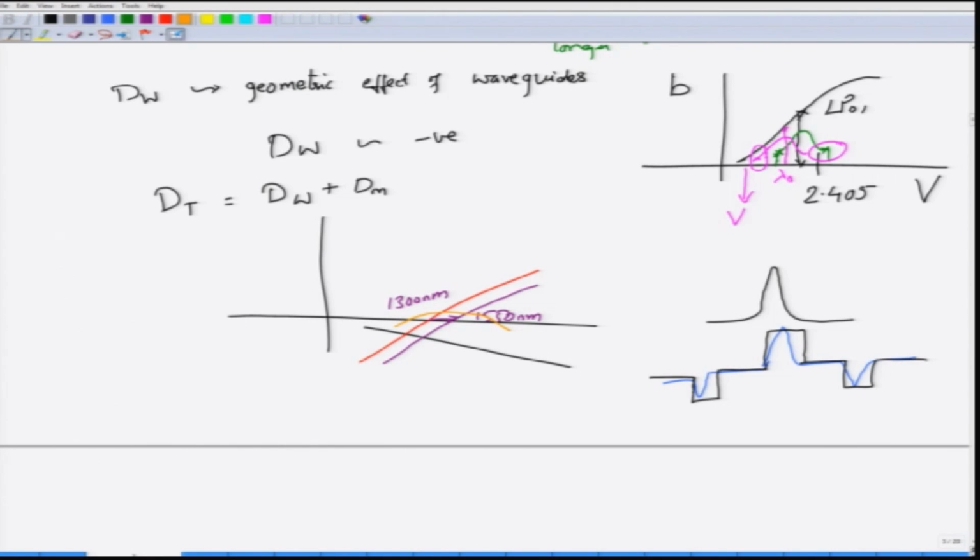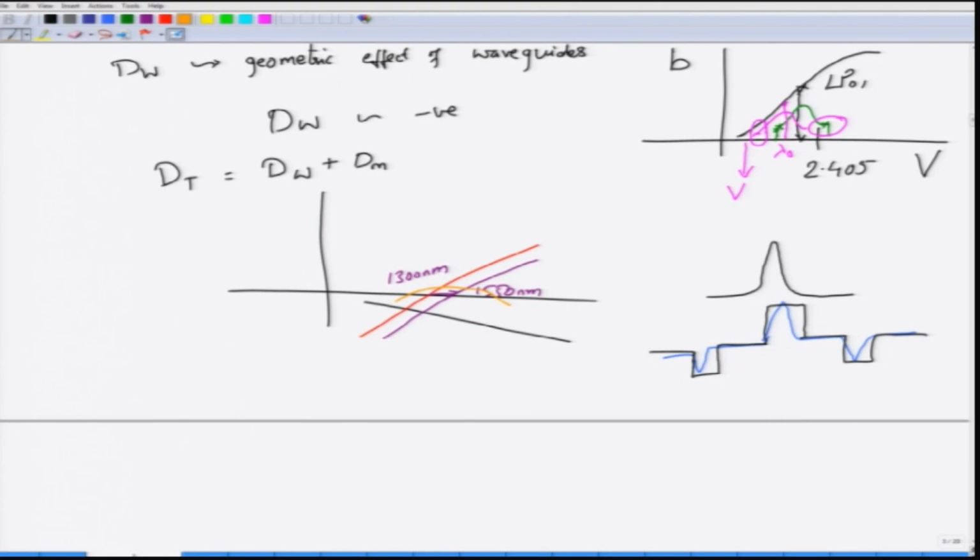You can look at the actual data sheet of the fibers in order to find out where this dispersion flattening is happening, what is the range over which it is happening, okay. But this is essentially the idea. So you can create dispersion flattened fibers, which are extremely important for communication purposes.